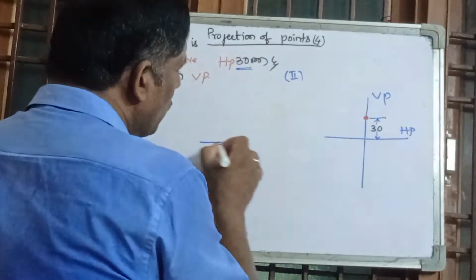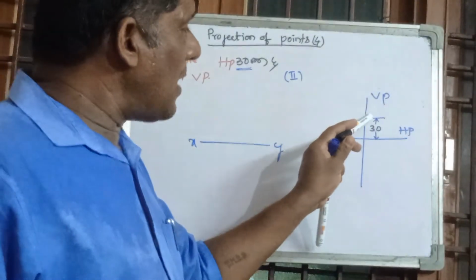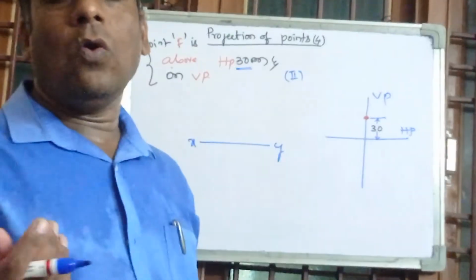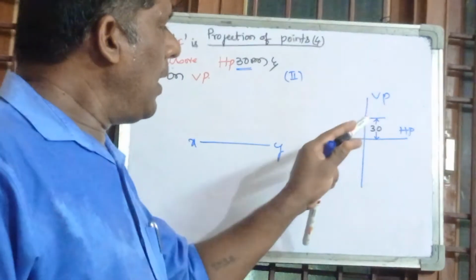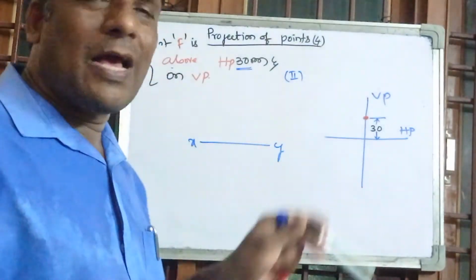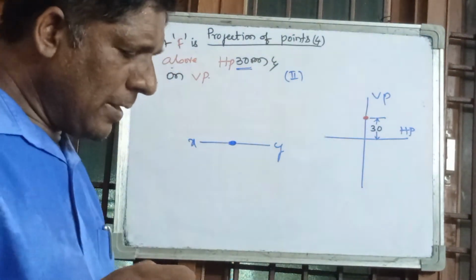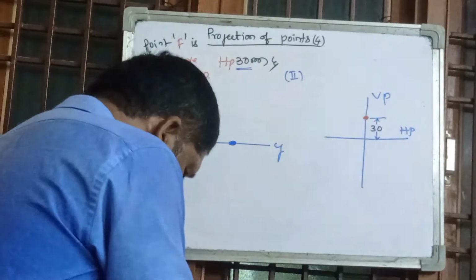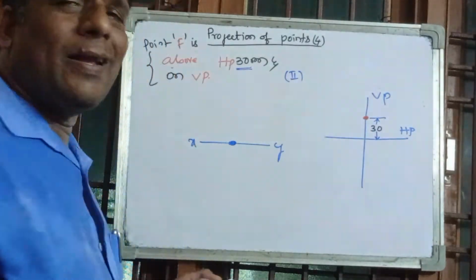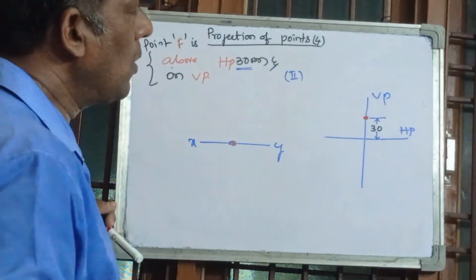So directly you can go for the solution. Now tell me, the point is on VP. So what is the rule? Note 3: the point is on HP or on VP, it lies on the XY axis line. So blindly, directly you can take it on the XY axis line. Is it clear? Okay. So you should not get any doubt. Just blindly you can take it on the XY axis line.